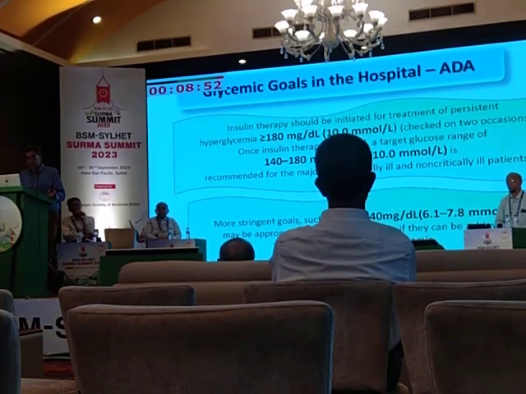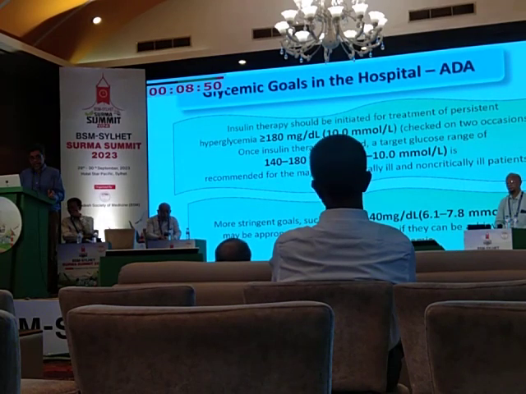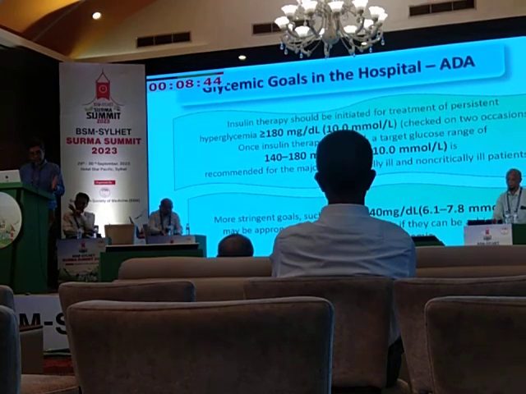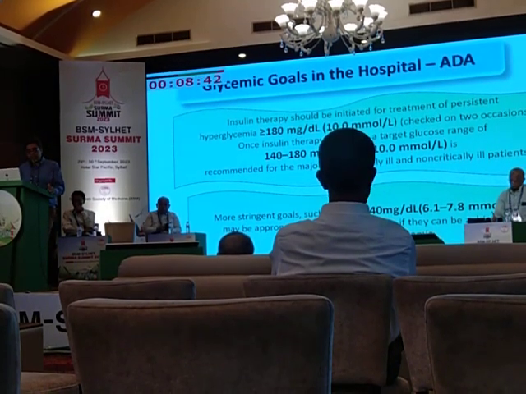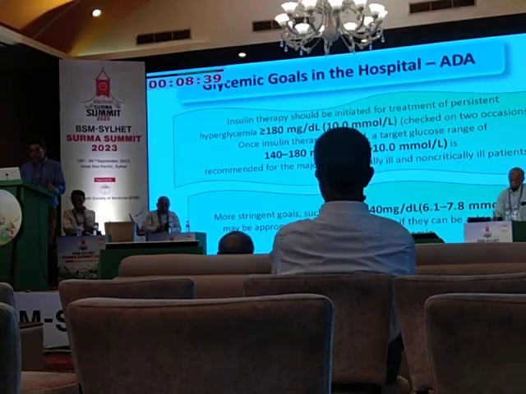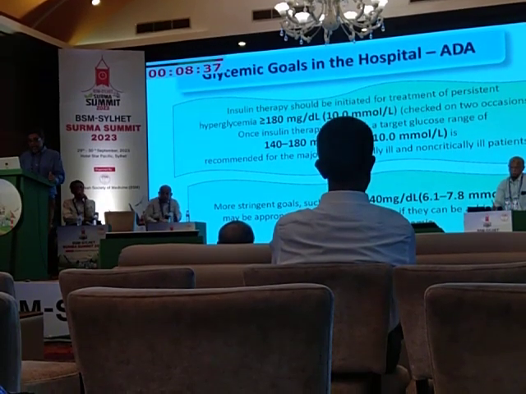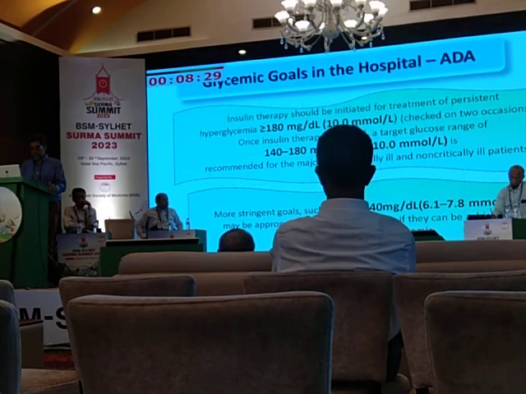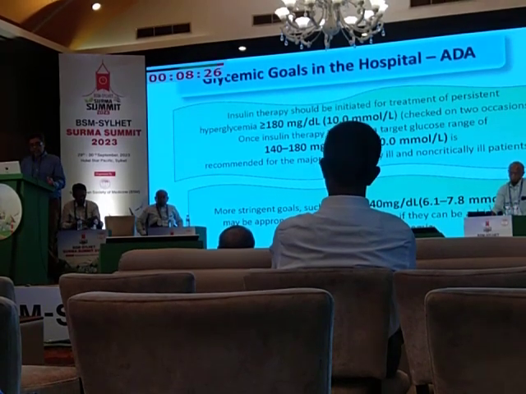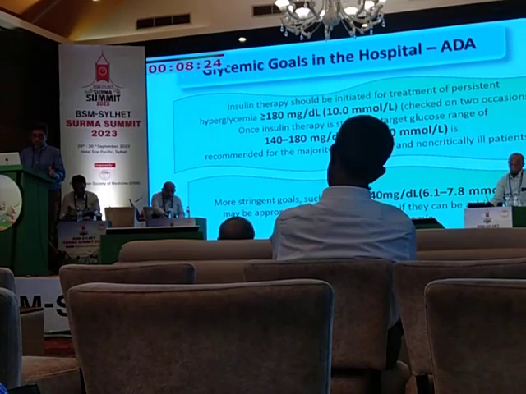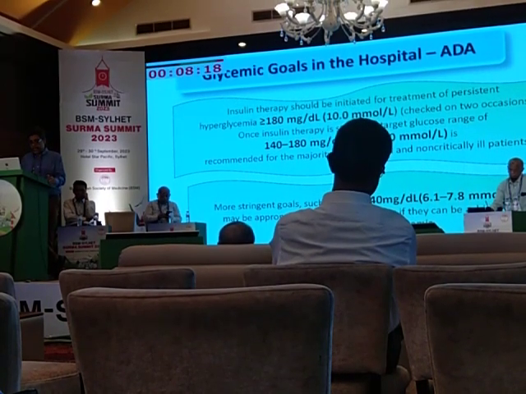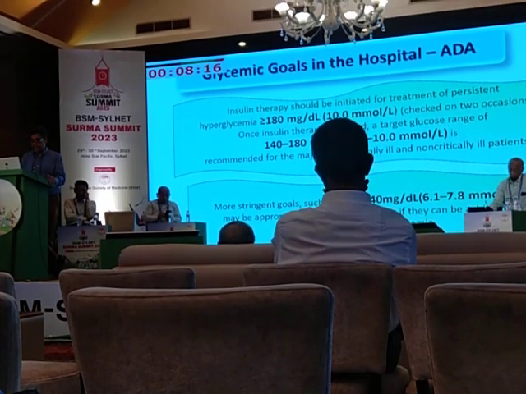So what should be the diabetic glycemic goal in the hospital? According to the American Diabetes Association, we should initiate treatment when blood sugar is more than 150 milligram per dl or 10 millimole. And what should be the target? Target should be 140 to 180 milligram per dl, that is 7.8 to 10 millimole per liter. But in case of cardiac emergency or major surgery, there should be stringent blood sugar control. In that case, blood sugar should be less than 140, that's within 110 and 240 milligram per dl.